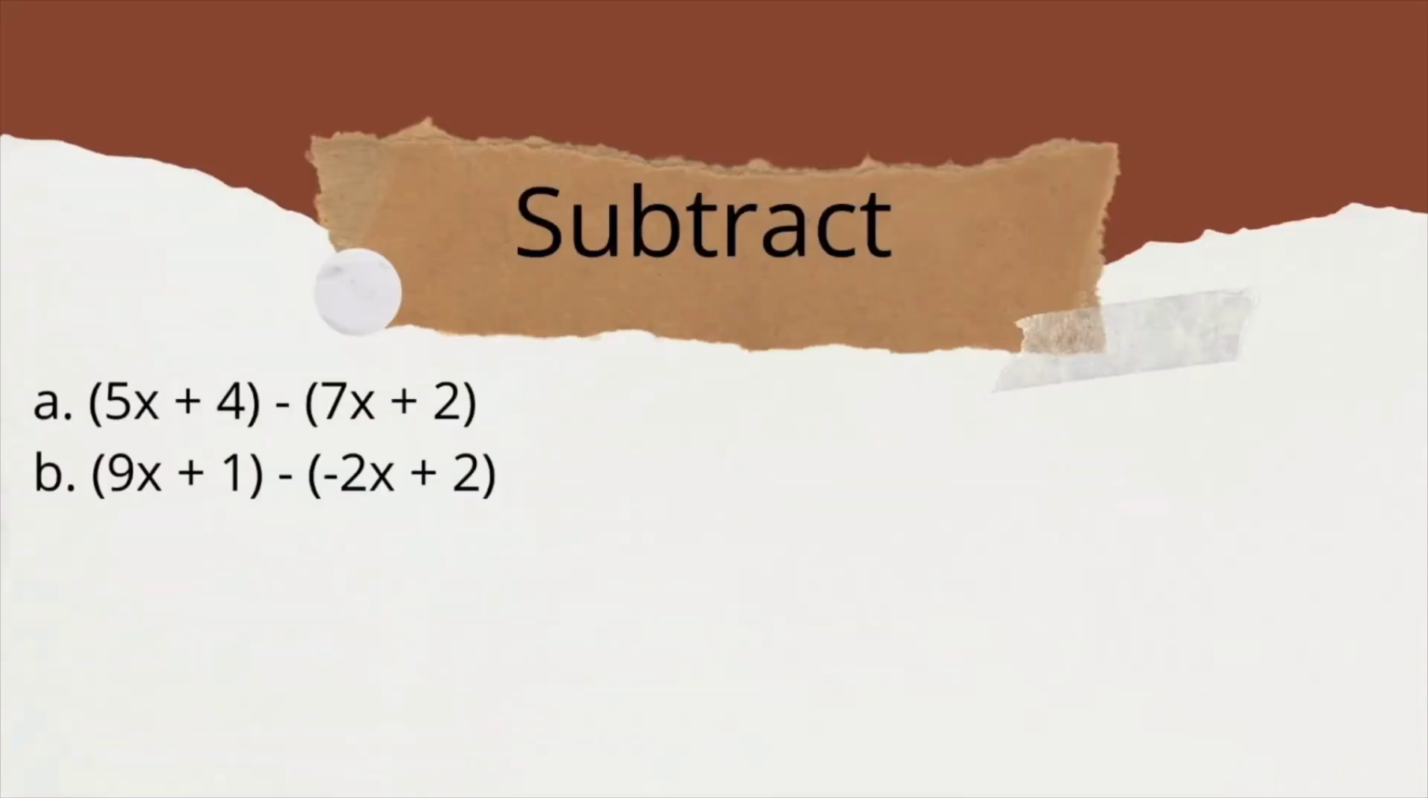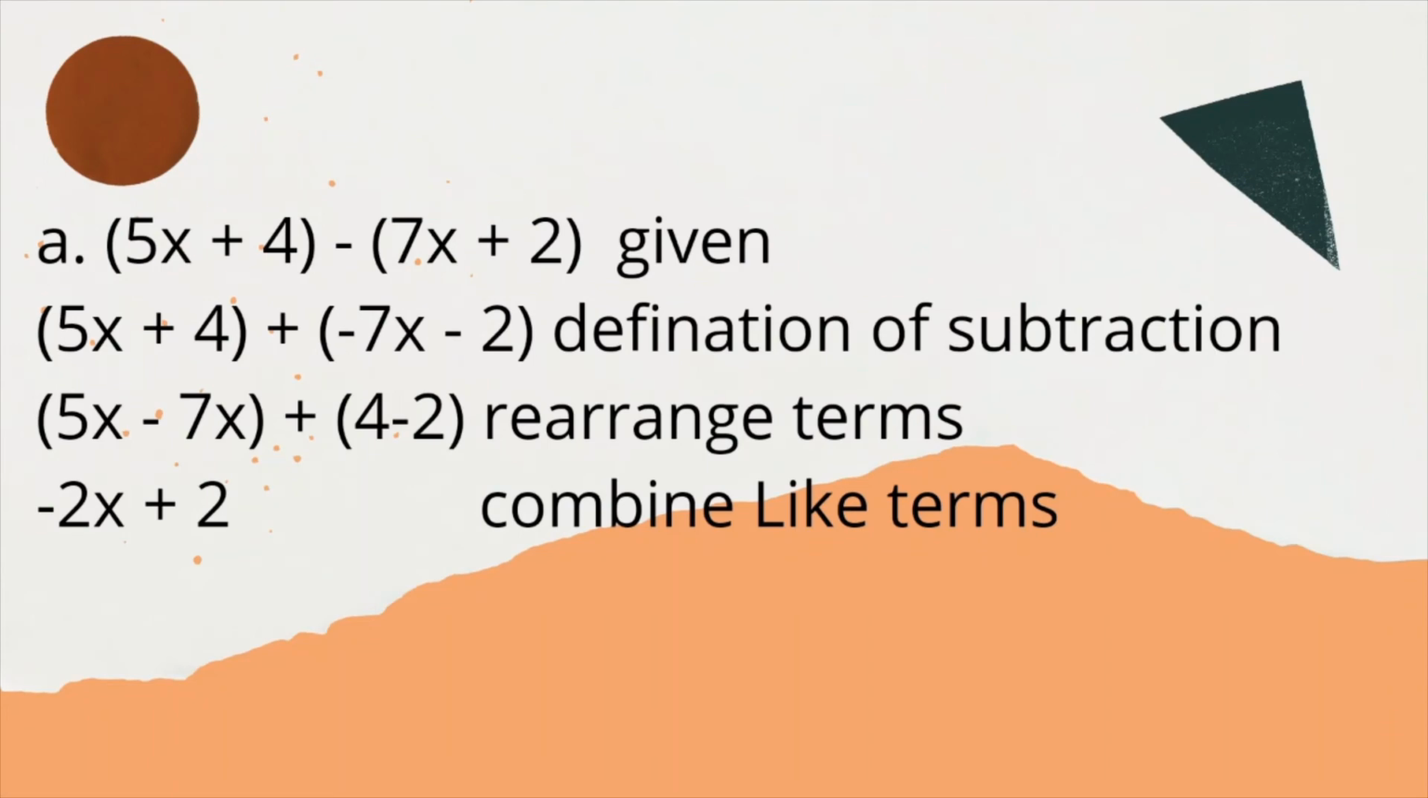For another example, subtract these 2 equations. First is (5x plus 4) minus (7x plus 2). And the other is (9x plus 1) minus (negative 2x plus 2). We subtract the first equation first. So (5x plus 4) minus (7x plus 2) is the given equation.